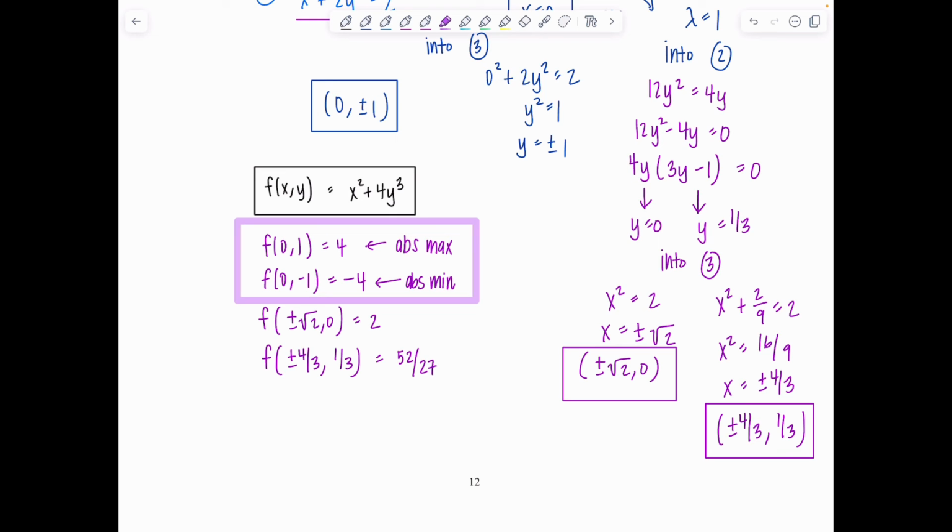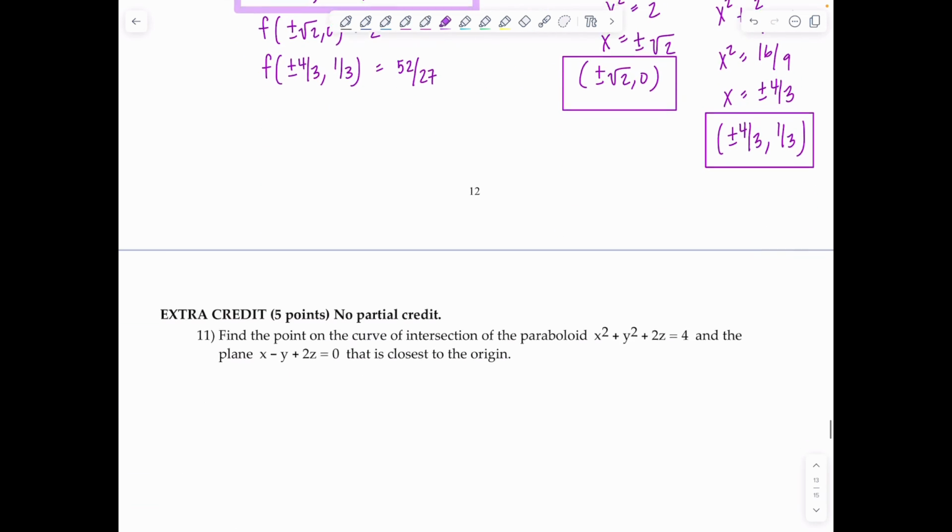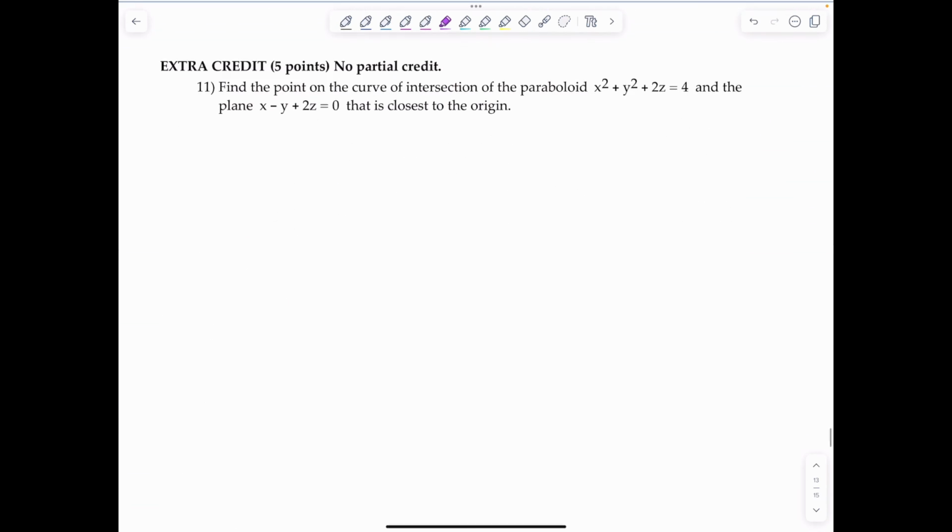However, the fun does not end there. No. I really like to give just a little bit of wiggle room. I put a couple extra credits. The deal with the extra credit is there's no partial credit, but I like to give people a buffer when they take a test, okay? Find the point on the curve of intersection of the paraboloid and the plane that is closest to the origin.